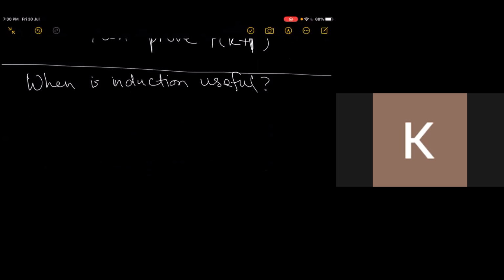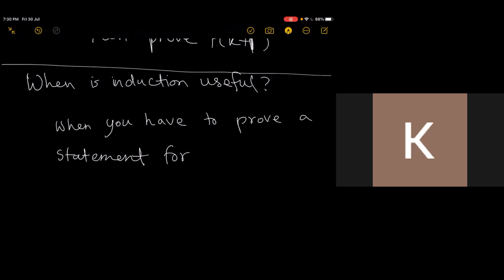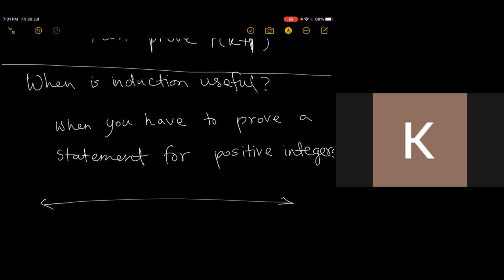So when is it useful? When you have to prove a statement for positive integers. You can also do it for negatives if you just replace it with a minus sign. Basically, you can't prove it for all integers. You need a starting point. It cannot be infinite both ways. You have to start somewhere.